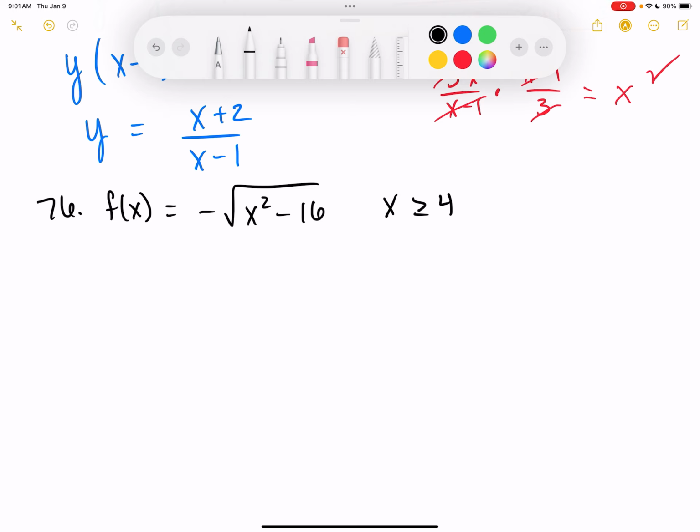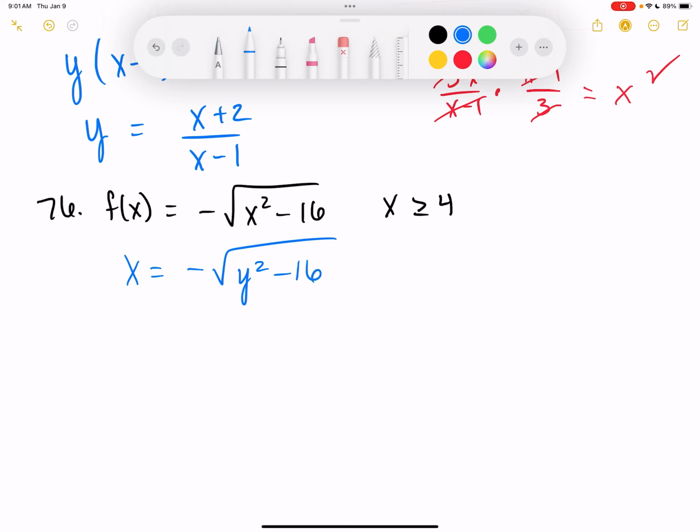Because if it was like 3, then we would end up with a negative in the radical, and that would be a problem. So just kind of, that's more of a refresher on domain of stuff there. So we do the same thing with this one, even though it's got a radical. So I'm going to have x equals negative, in the radical, y squared minus 16.